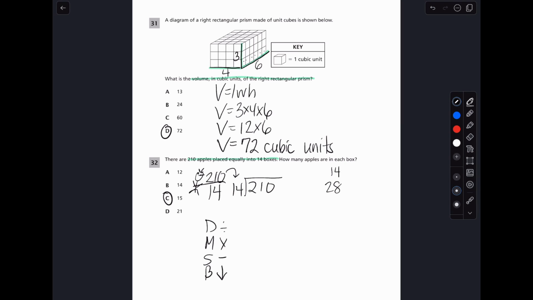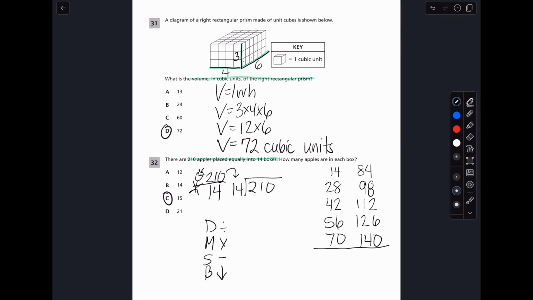Plus 14 is 42. Plus 14 is 56. Plus 14 is 70. Okay, and then I know I have to get to 140. So 70 plus 14 is 84. 70 plus 28 is 98. 70 plus 42, so literally in my head I'm just adding 70 to these. And 70, I'm going to end up with a 6, 7 plus 5 is 126.